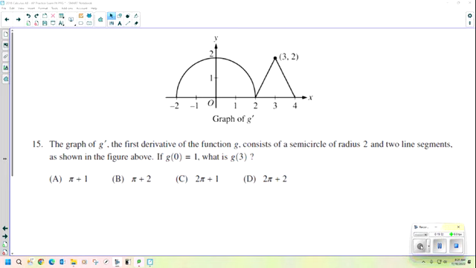Ooh, boy. You know how I feel about graphs and tables and charts? I love them. I love graphs and tables and charts. Oh, my. 15 reads, the graph of g prime, the first derivative of the function g, consists of a semicircle right here, radius of 2, and 2 line segments, as shown in the figure above. If g of 0 is 1, what is g of 3?